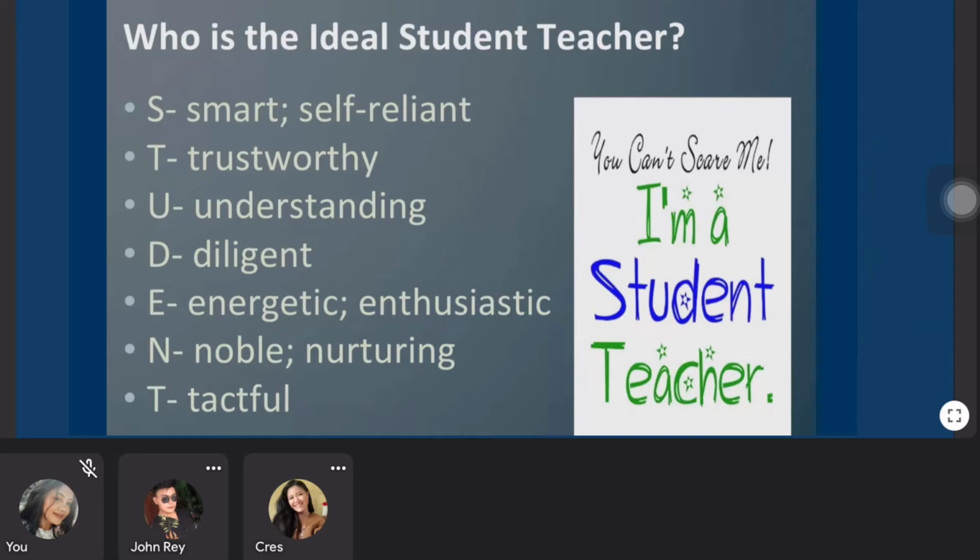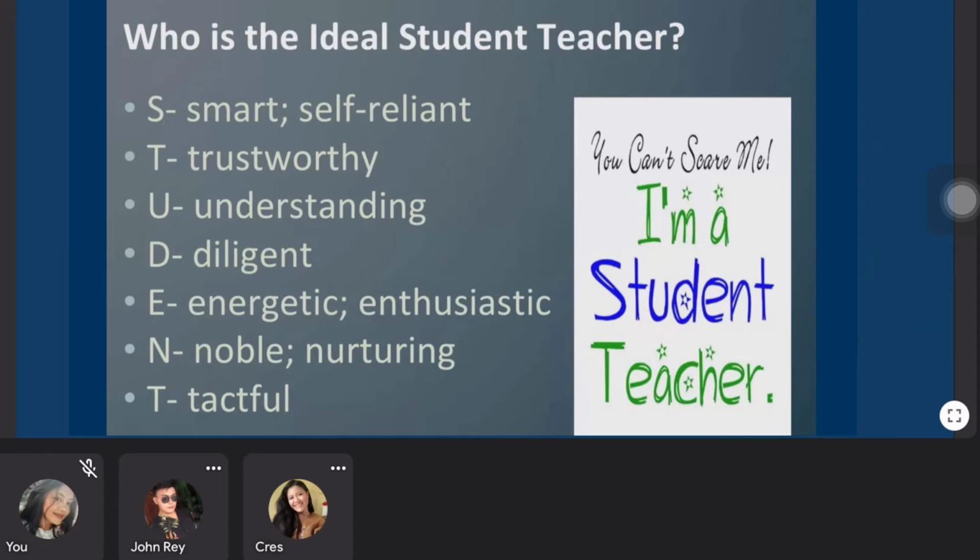So noble, we are honorable. As student teachers, we practice to be honorable. We have high moral principles. And because if we have high moral principles, if we practice that, then we can also apply that to nurturing our students. And then we have T, which is tactful.